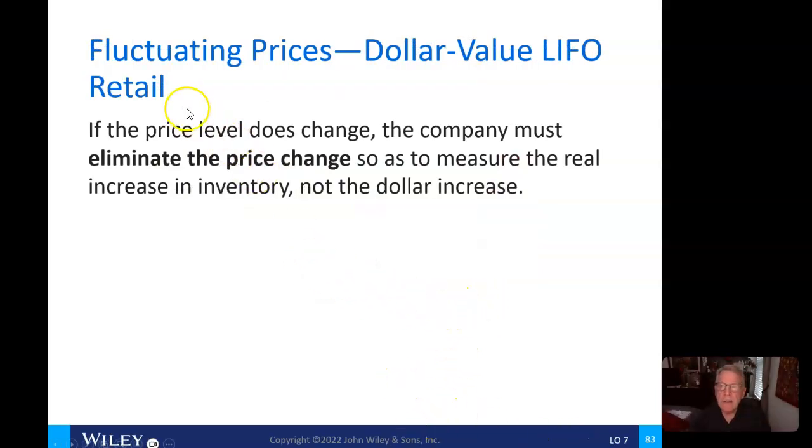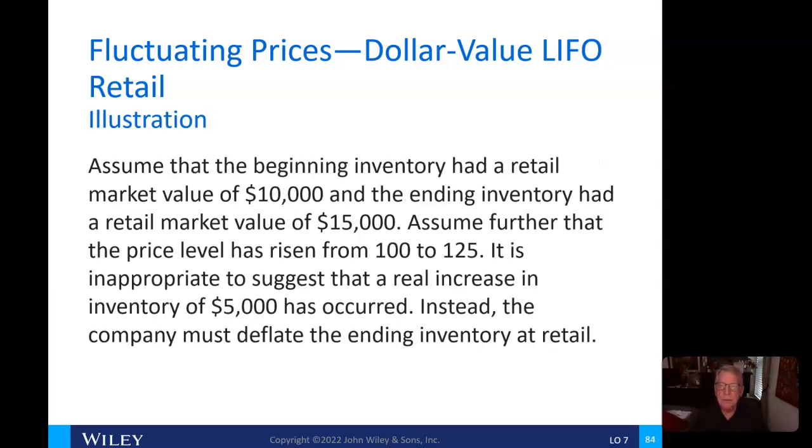Dollar value LIFO retail. Here, if the price level does change, the company must eliminate the price change so as to measure the real increase in inventory, not the dollar increase. So, you will be seeing this concept as we proceed into the second semester of the course. So you want to be sure to understand this. So let's look at it.